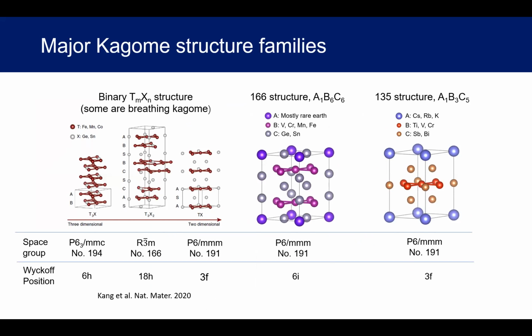Broadly speaking, there are three major kagome structure families. The first one is the binary structure, the second one is the 166 structure, and the third one is the 135 structure. As you can see, you can put a lot of elements in these kagome structures, so you immediately get a lot of materials to play with. And fortunately, most of these compounds can be grown into single crystals, so you can do a lot of experiments on these samples.